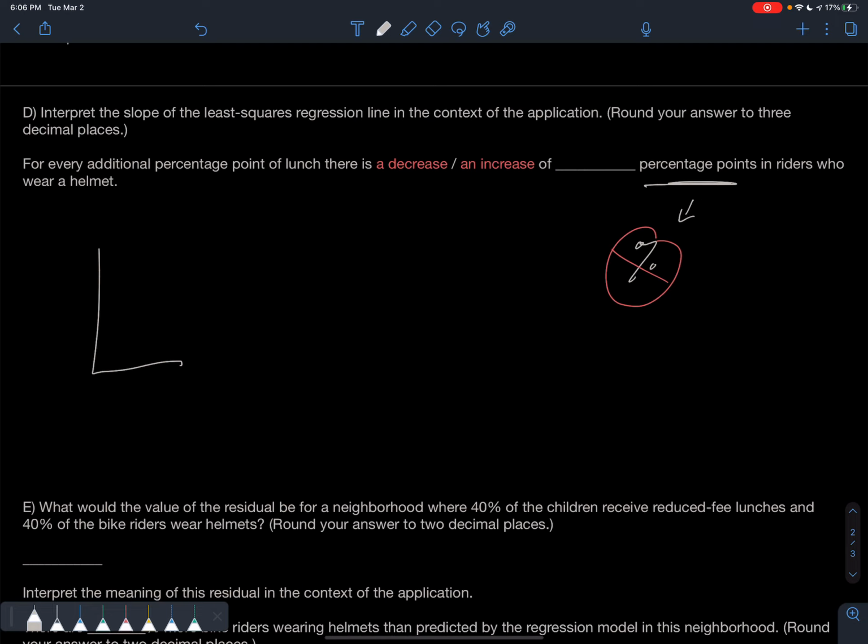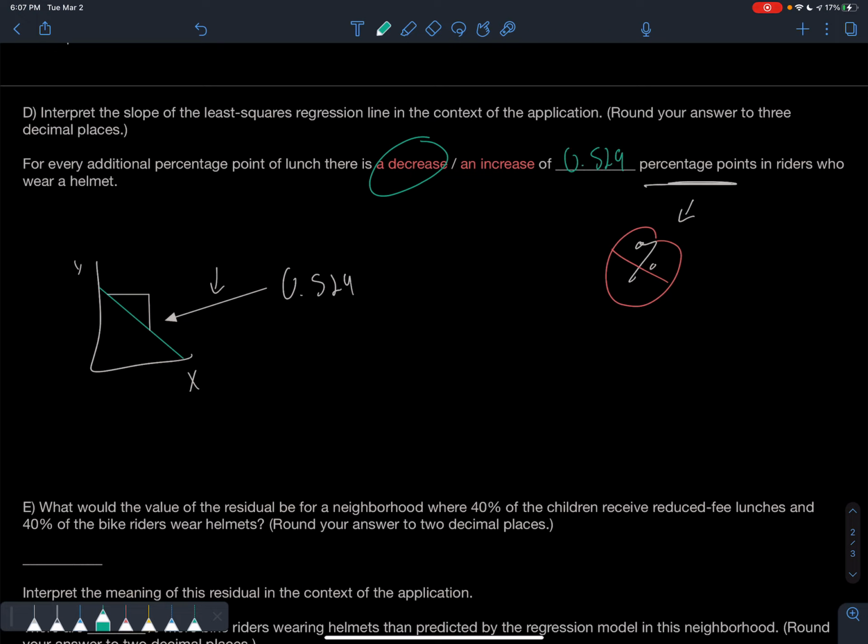Thinking about this in the context of our question, we have our y and our x, and it wants to know the slope. For every one additional point we go over, our slope says that we're going to go down 0.529 percentage points. So there's going to be a decrease of 0.529. This is not negative because you're saying it's decreasing, so it's 0.529 percentage points going down. That is the answer for that question.